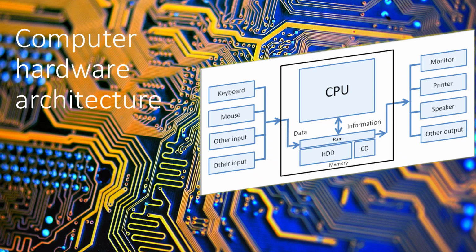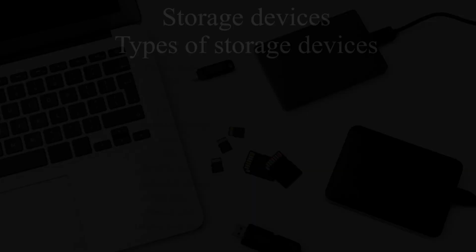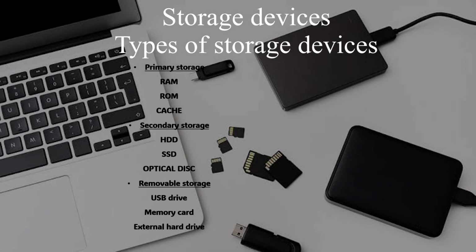Next one, storage devices. Storage devices are used to save data. There are two main types. Primary storage includes RAM, ROM, and cache memory. Secondary storage includes HDDs, SSDs, optical disks, USB drives, memory cards, and external hard drives. Each storage type has different purposes and capacities.